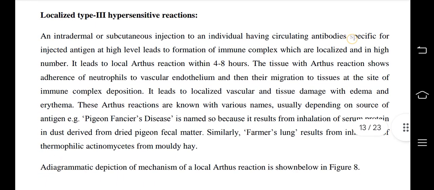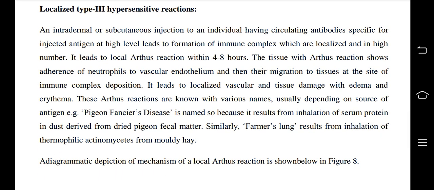Localized type 3 hypersensitive reactions. An intradermal or subcutaneous injection to an individual carrying circulating antibodies specific for the injected antigen at high levels leads to formation of immune complexes which are localized and in high number. It leads to a local Arthus reaction within 4 to 8 hours. The tissue with Arthus reaction shows adherence of neutrophils to vascular endothelium and then their migration to tissues at the site of immune complex deposition, which leads to localized vascular and tissue damage with edema and erythema.